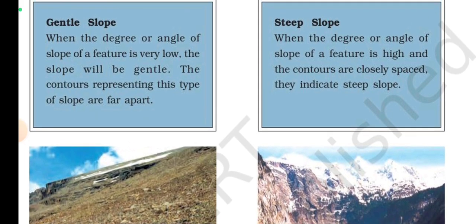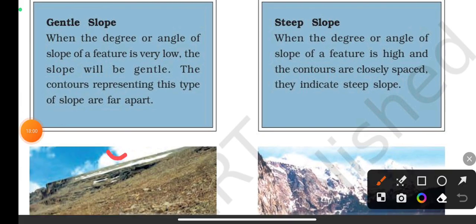When the degree or angle of slope of a feature is very low, the slope will be gentle. The contours representing this type of slope are far apart. Definitely the distance between two contours is very large, and we say that is a gentle slope.